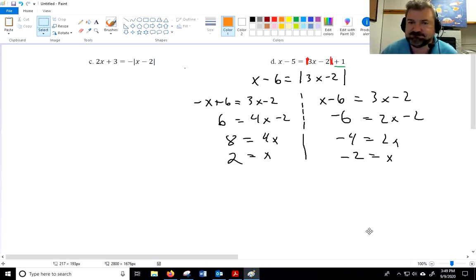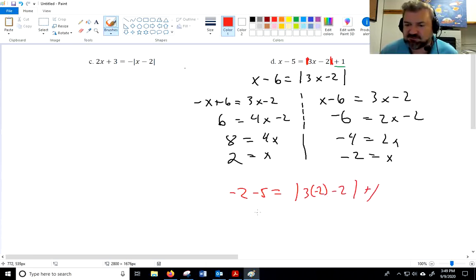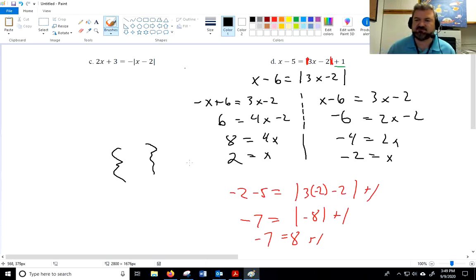Let's try the other one. All right, I got negative 2 minus 5. Well, this one doesn't look much better, frankly. And then I got the absolute value of 3 times negative 2 minus 2, plus 1. So that's a negative 7. And then this is going to be negative 6 minus 2, which is a negative 8. We're going to have that same problem. The absolute value of negative 8 is a positive 8. There's no way this is going to equal a negative number, that's for sure. So it turns out neither one of these solutions worked. So the solution is either the empty set or no solutions.